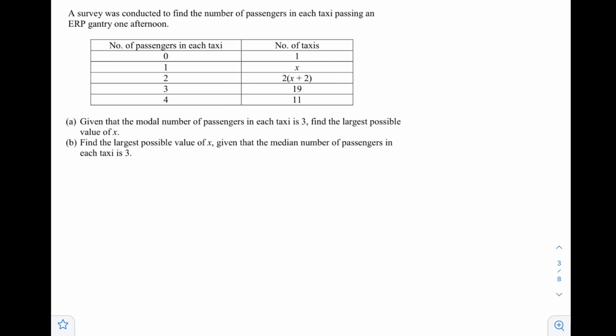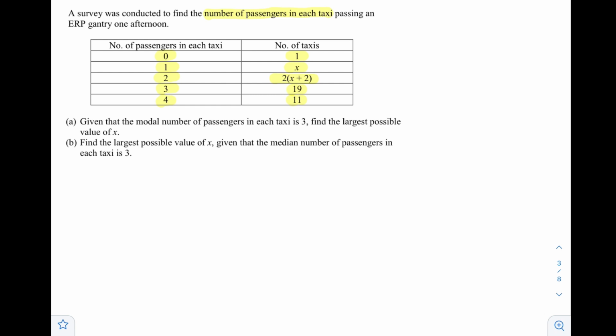So in this example, it says that a survey was conducted to find the number of passengers in each taxi passing an ERP gantry. We can see from the frequency table that there are 0 passengers in one taxi, 1 passenger in X number of taxis, 2 passengers in 2 times X plus 2 taxis, 3 passengers in 19 taxis, and 4 passengers in 11 taxis.